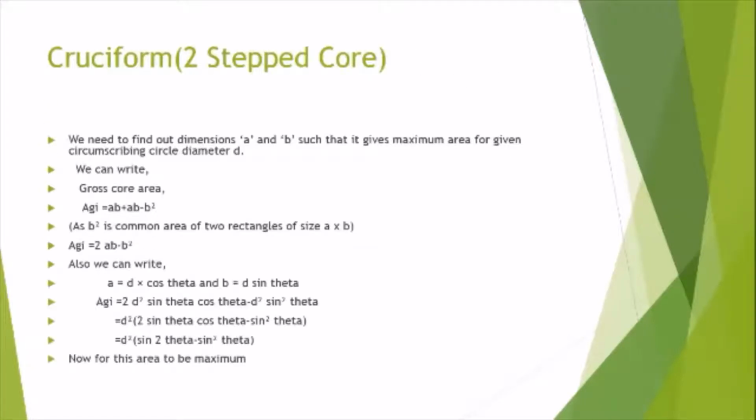So for cruciform two-step core, in this case, we need to find out dimensions A and B such that it gives maximum area for given circumscribing circle diameter D. So we can write gross core area AGI is equal to AB plus AB minus B square, as B square is the common area of two rectangular sides of A into B. So AGI is equal to 2AB minus B square.